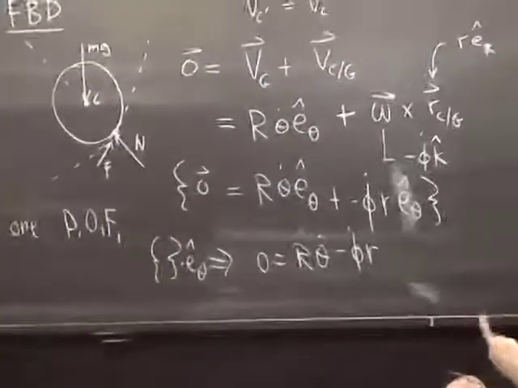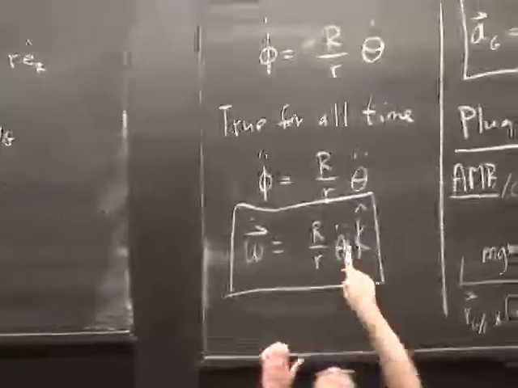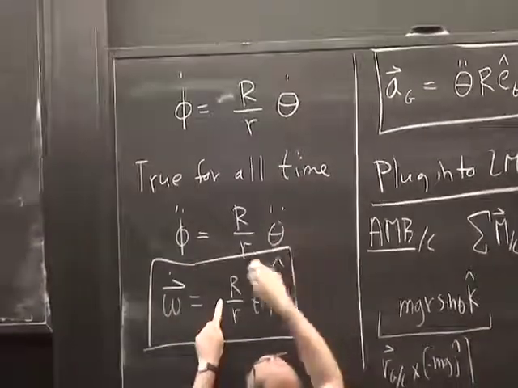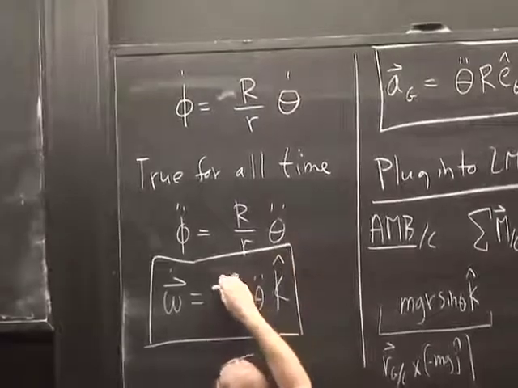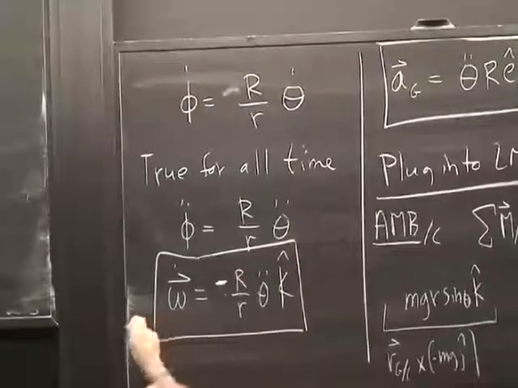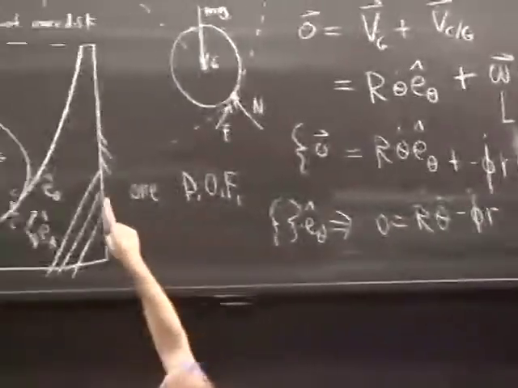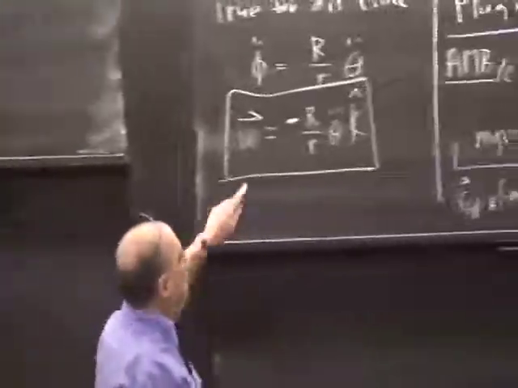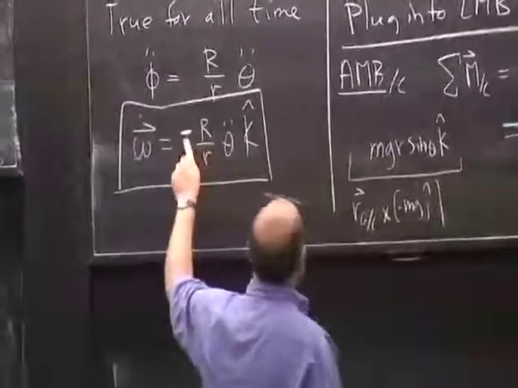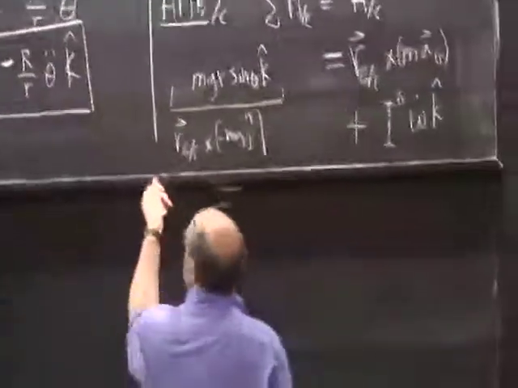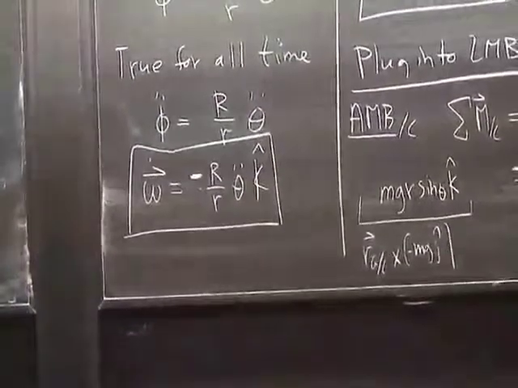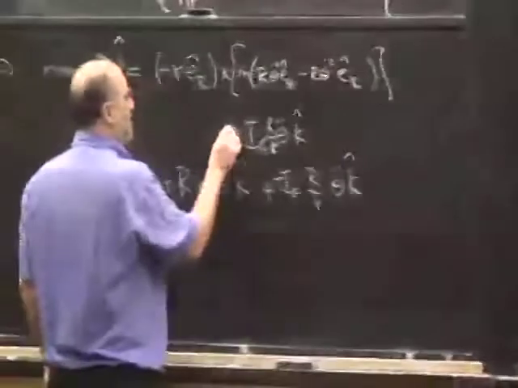Now we have phi double dot is equal to R theta double dot, but omega dot had a minus sign here. Because omega, going all the way back up to there, was a minus phi dot times k. So there's a minus sign in this theta double dot expression. And that shows up then as a minus sign here and a minus sign here.